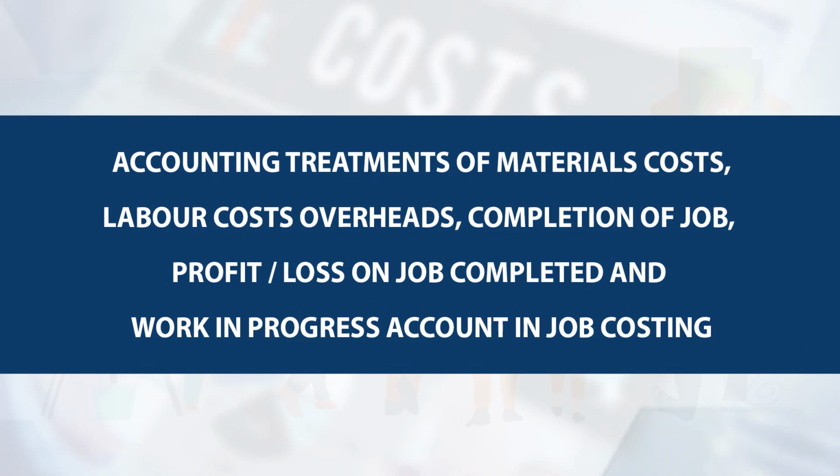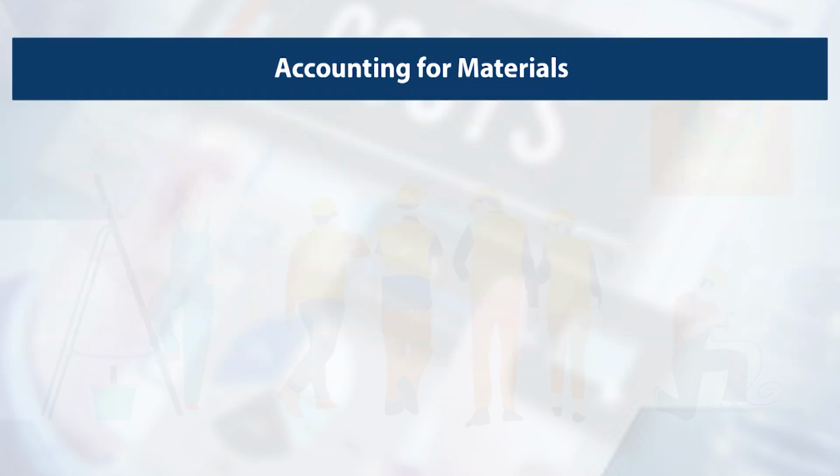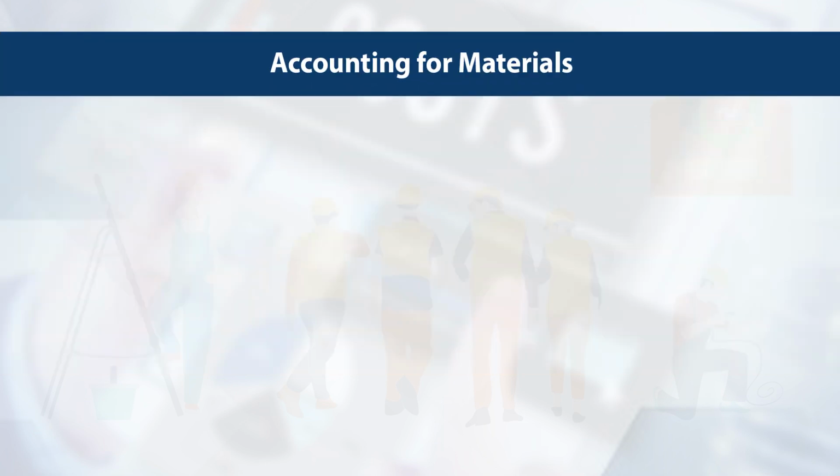There are 3 important elements of total cost, which are direct material, direct labor and overheads. Now, we will study the accounting treatments of material cost, labor cost, overheads, completion of job, profit or loss on job completed and work in progress account in job costing. First, we will study accounting for material.